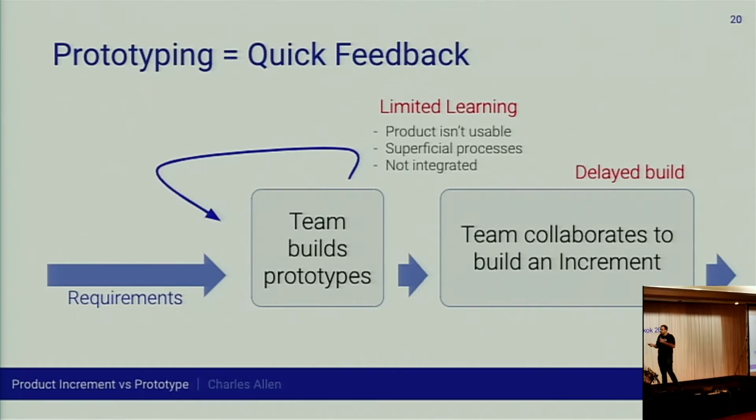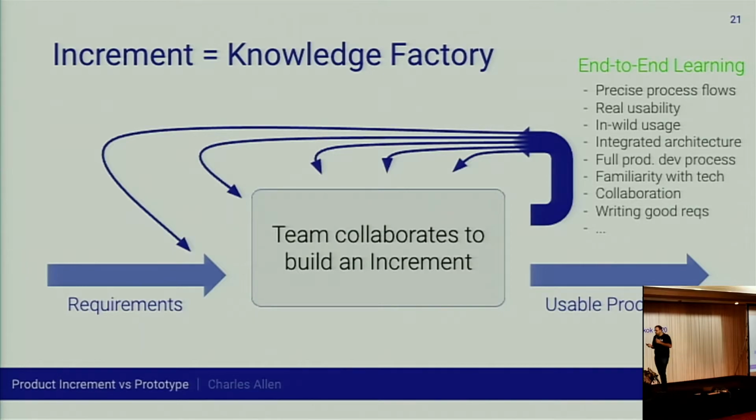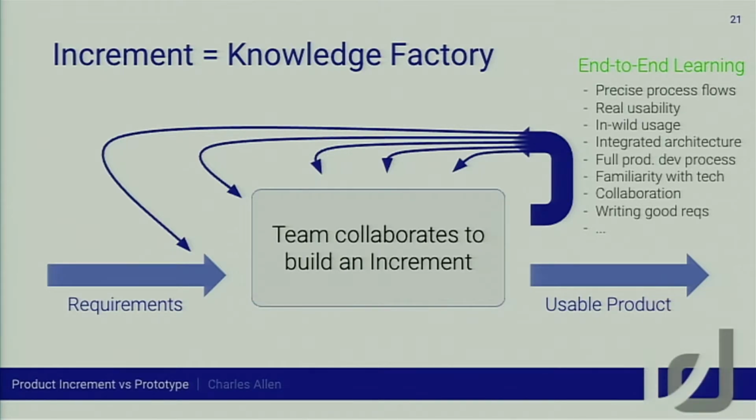Let's just contrast that with what is recommended in the manifesto, product increments. So the team works together to build a complete product. The team works through the entire process. They work through the design, the build, the deployment, the release, and they can show a real product to a real user who can give real feedback, who can interact in a realistic way.